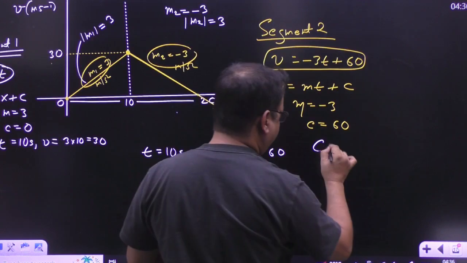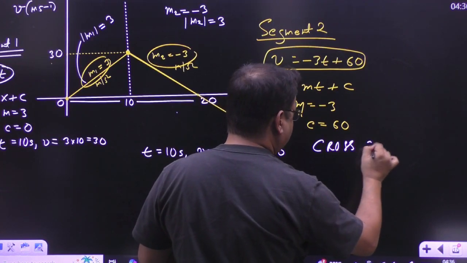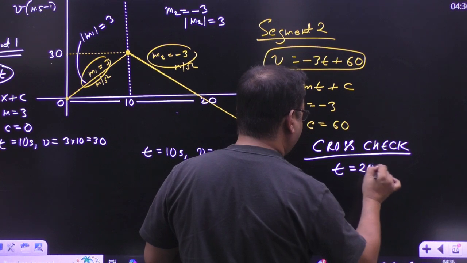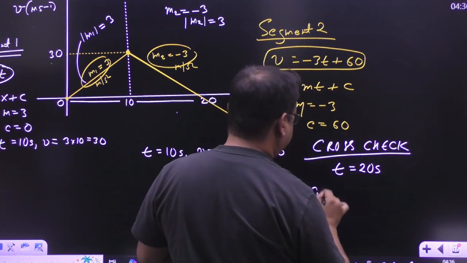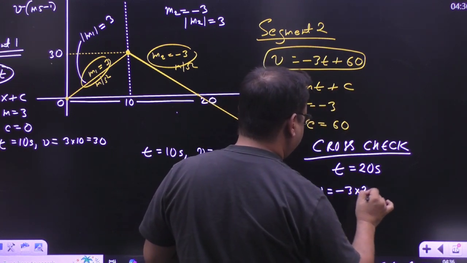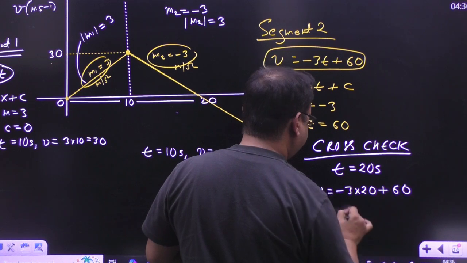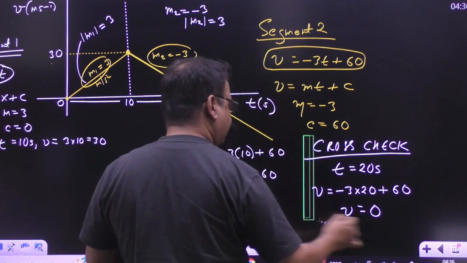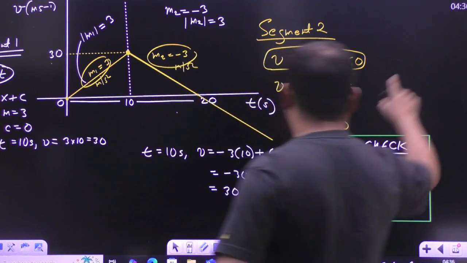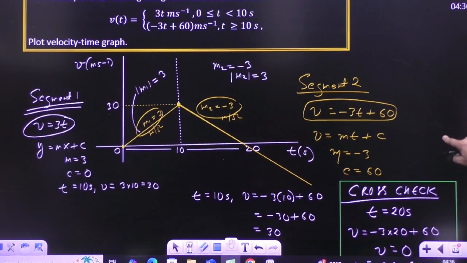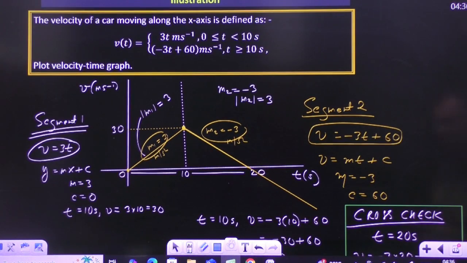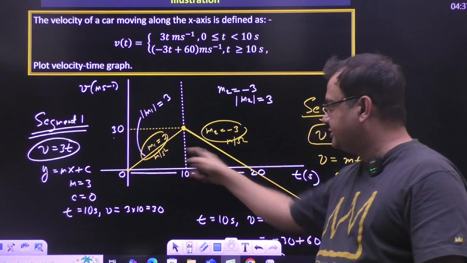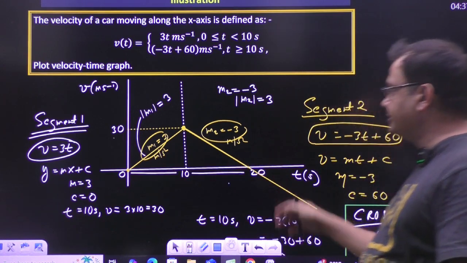You can cross check. What is the value of v when t is equal to 20 seconds for second segment? So we have to apply this equation, minus 3 into 20 plus 60. See, you are getting the value of 0. Correct? So you can cross check the value which you marked by the equal inclination. So at 20 seconds the velocity is 0. Before 20 seconds the velocity is positive. After 20 seconds the velocity is negative.